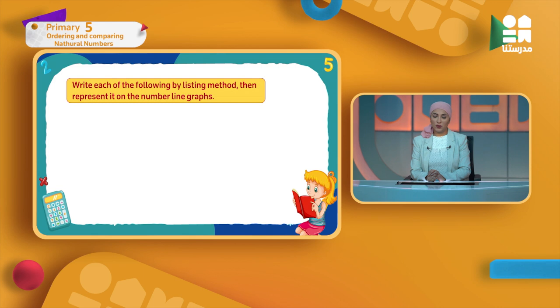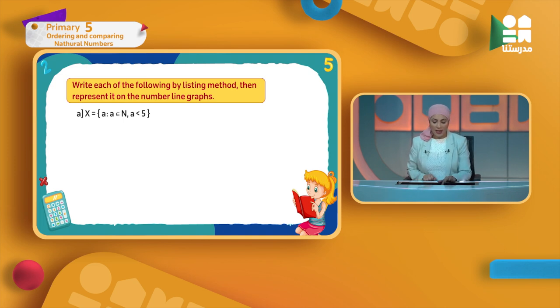Now let's move to another question. Write each of the following by listing method, then represent it on the number line graphs. What we just did is called the listing method, and we know it already from the first semester. So now we will add to it how to answer a question by using the number line.